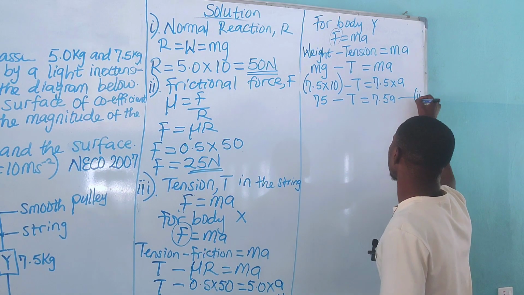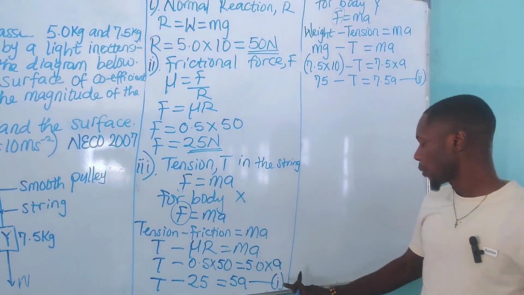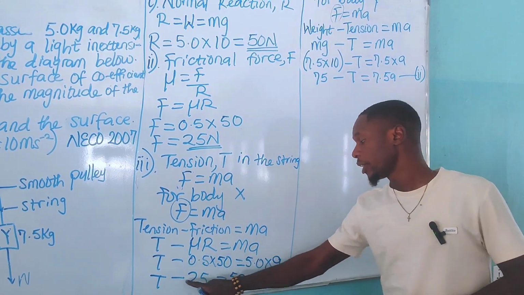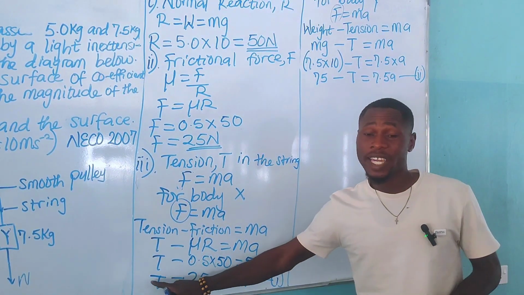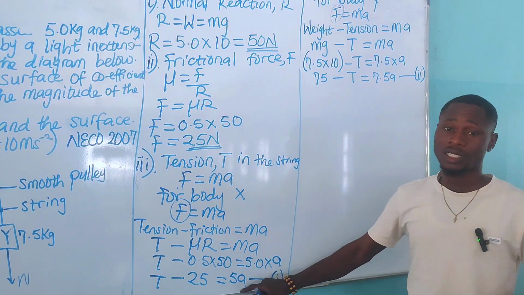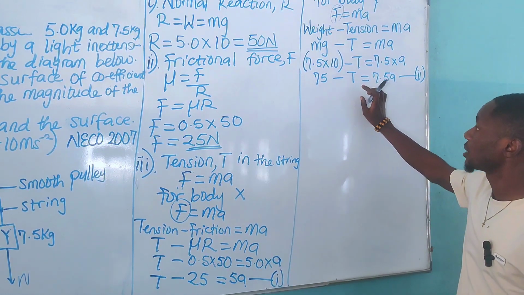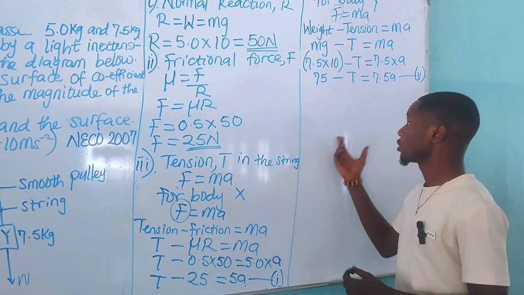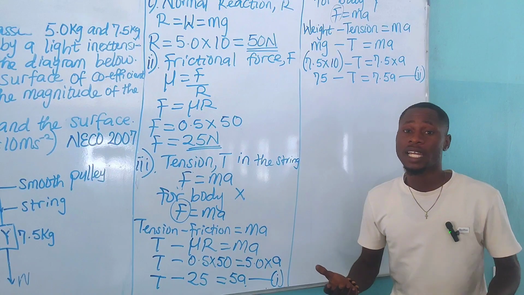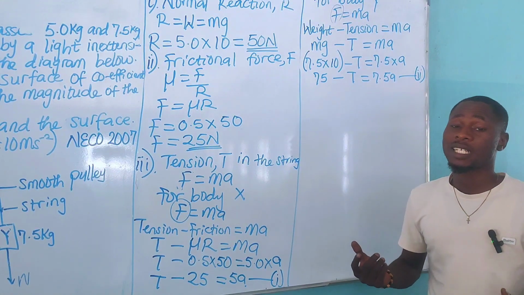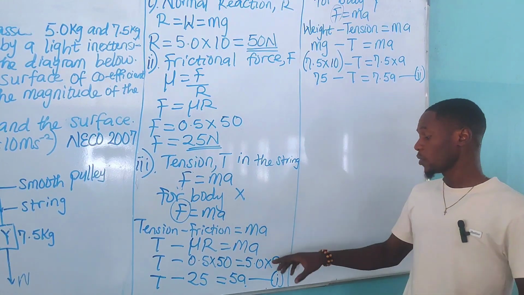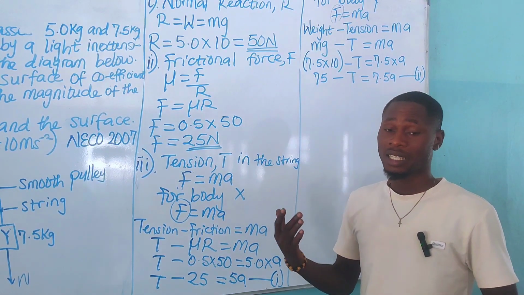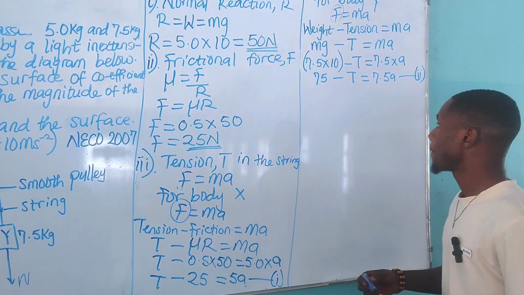So let's call this equation 2. Okay, so we have equation 1 and equation 2. And from equation 1, we have T minus 25 is equal to 5A. And we can't find T from here because A, acceleration, is still unknown. The same thing here, we still can't find T because A is still unknown. So we are going to solve equation 1 and equation 2 simultaneously in order to find the acceleration first. Then when we find the acceleration, we can substitute in either equation 1 or equation 2 to find the tension, because the tension in the string is going to be the same because it's connected to the two bodies.